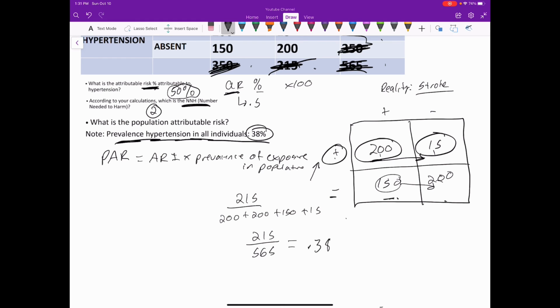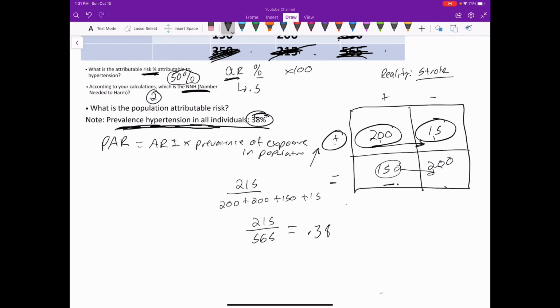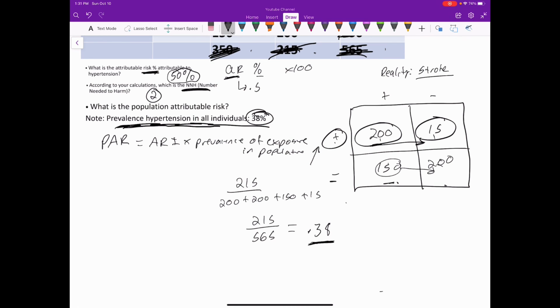But I thought I said the prevalence of hypertension is 38%. Yeah, that's the number they gave us. But are we going to use 38% in the formula? No, we're always going to use 0.38. If you can't figure out why, just go back to your basics: the top over the entire thing, and you're going to get this number.